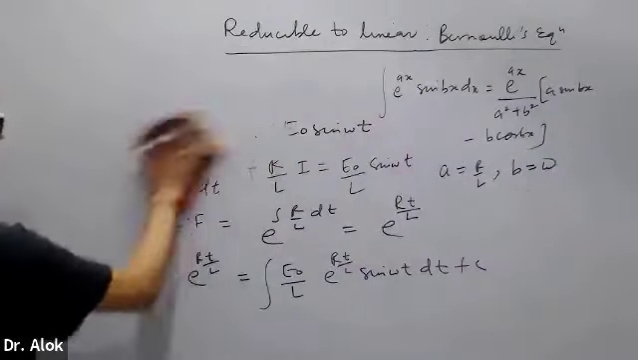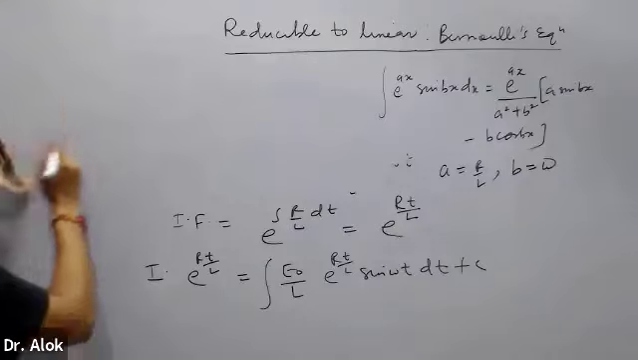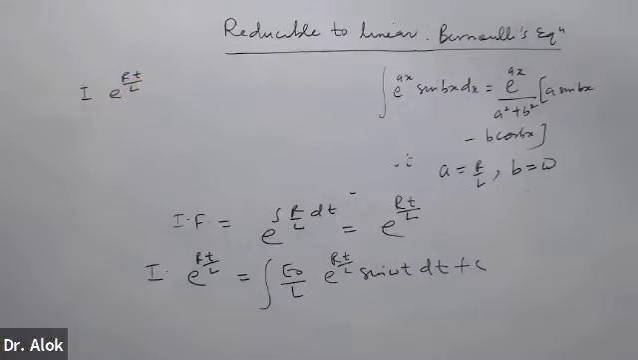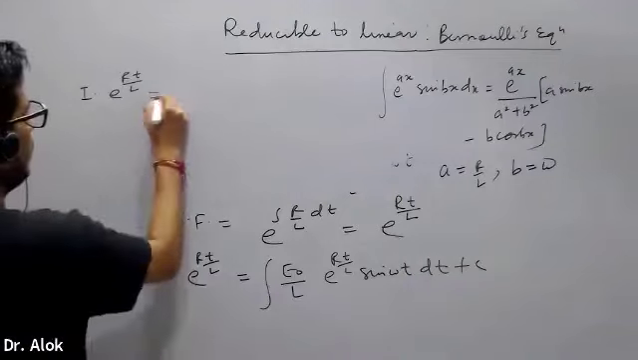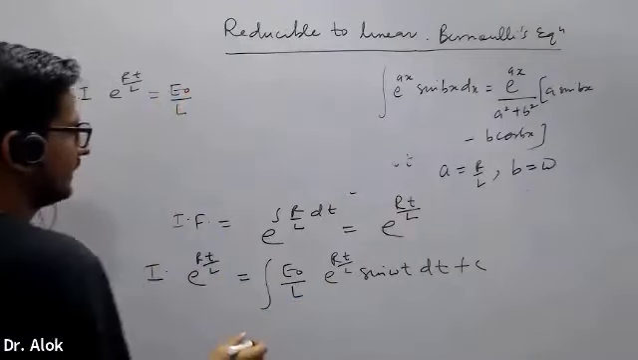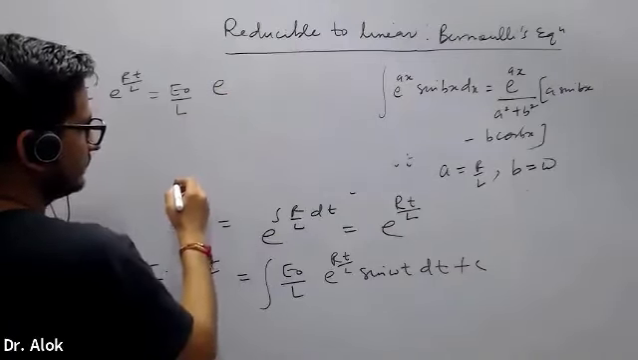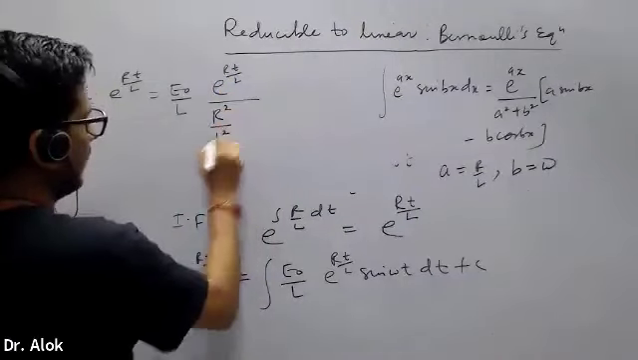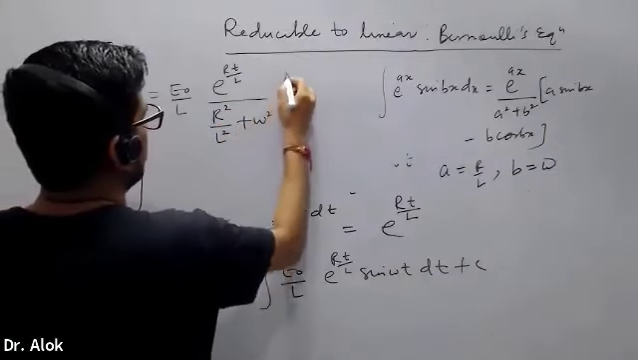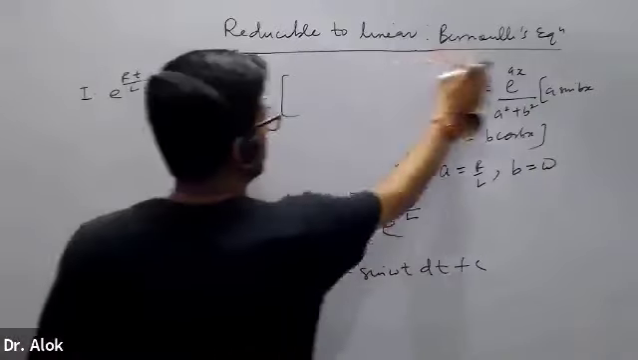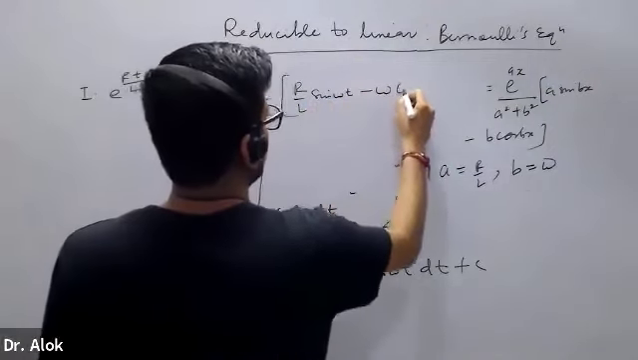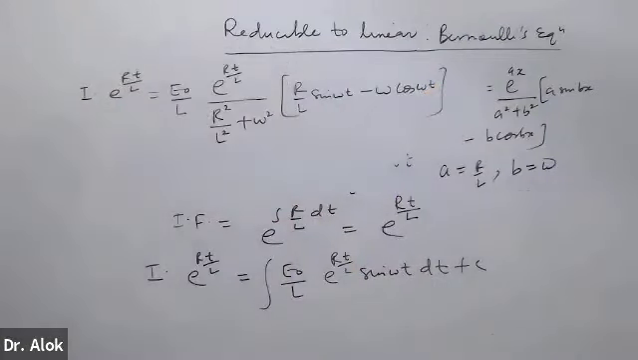So what will be the solution? It will become I into e to the power RT by L equal to E naught by L, and just write the integral e to the power RT by L over R square by L square plus omega square in bracket, a sin bx minus b cos bx. Check करना. Is this okay? Yes, sir.